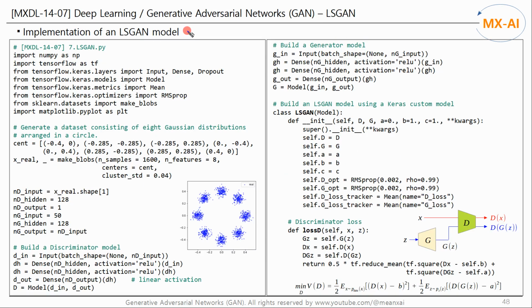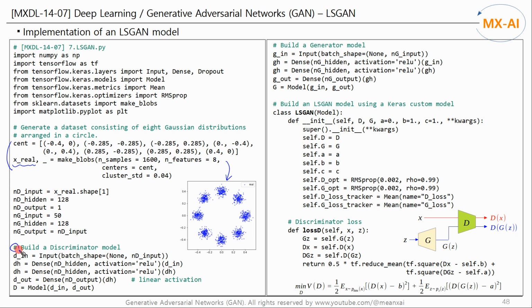Now let's implement an LSGAN model in code. Generate a dataset consisting of 8 Gaussian distributions, arranged in a circle like this. This is the real data, the same one we used to implement the standard GAN in the second video of this series. When applying a standard GAN to this dataset, mode collapse is observed. Let's see if an LSGAN can improve this phenomenon.